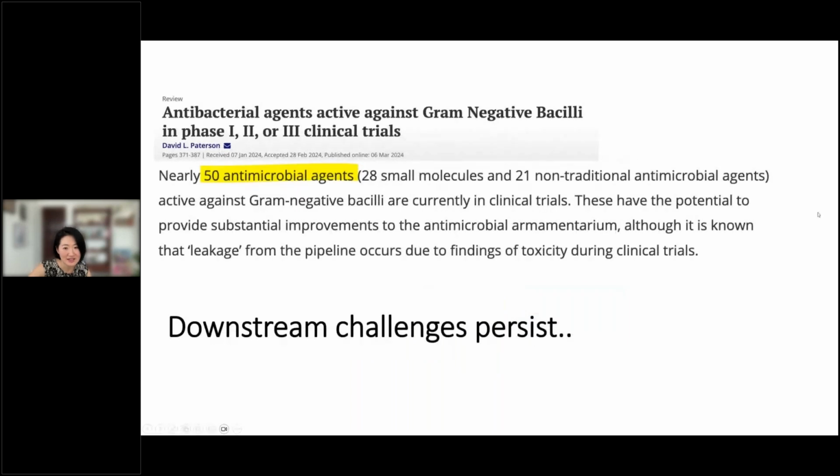In fact, in a recent review published this year, there were 50 novel antibiotic candidates in early phase trials, i.e. phase 1 and 2 trials. However, downstream challenges persist for these novel antibiotics to reach market eventually. And let's go through these challenges in detail.